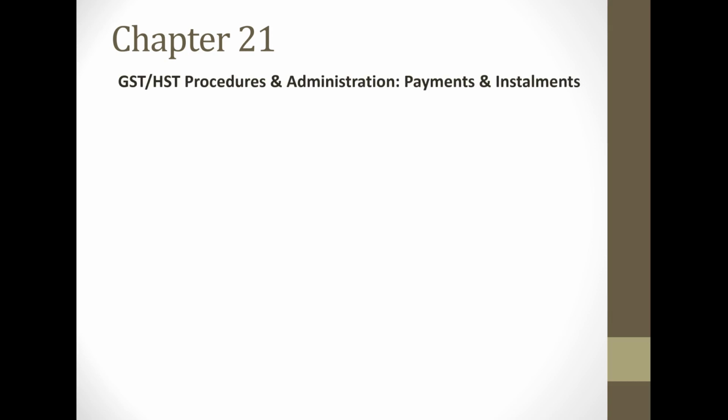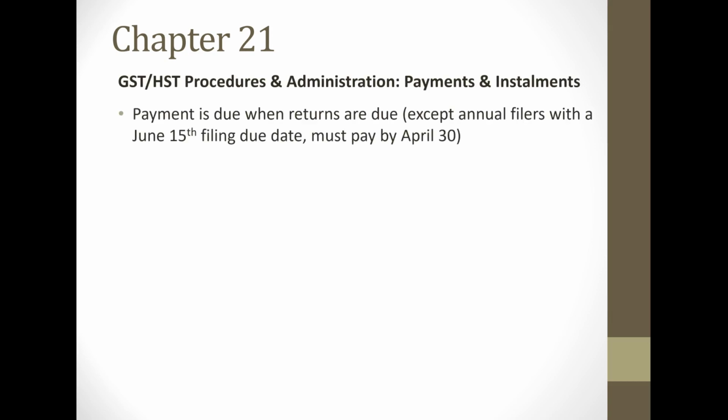Moving on to the next slide, let's talk about payments and installments. Now, the payment of GST/HST is due when the returns are due. So once again, if you're a quarterly filer, you're a monthly filer, you have to file your return on a certain date. You also have to pay on that certain date. Now, the exception is annual filers that have a June 15th filing due date.